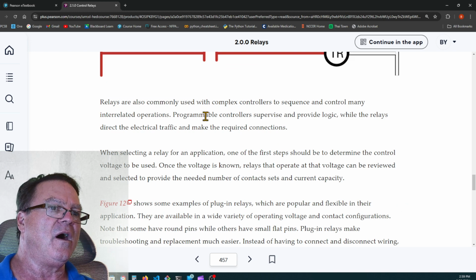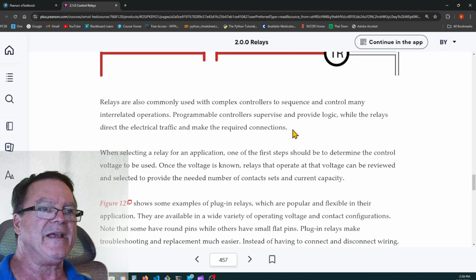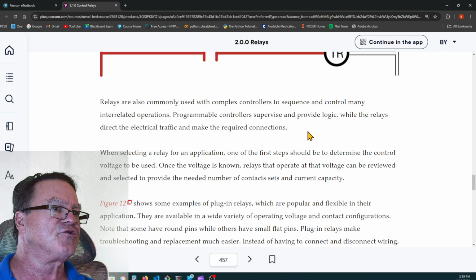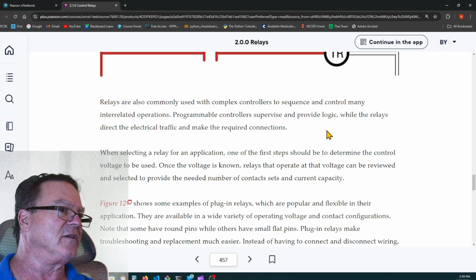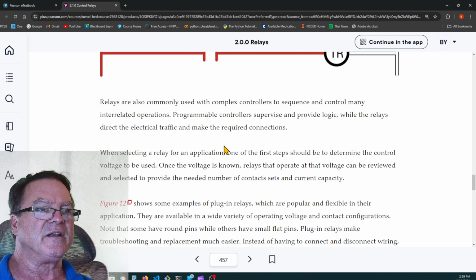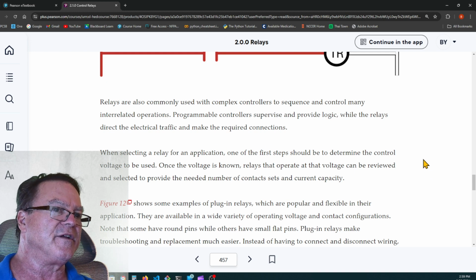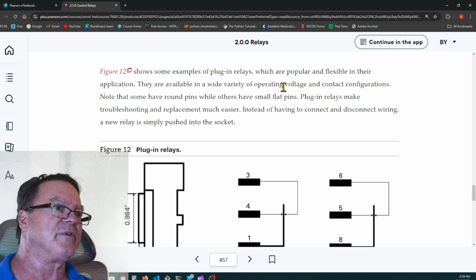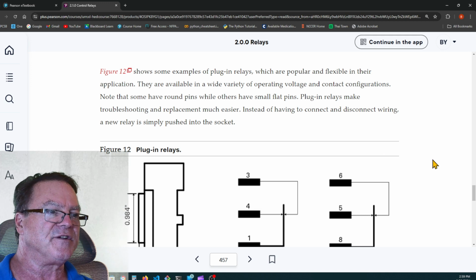Relays are also commonly used with complex controllers to sequence and control many interrelated operations. Programmable controllers supervise and provide logic, while the relays direct the electrical traffic and make the required connections. Figure 12 shows some of the examples of plug-in relays, which are popular and flexible in their application.